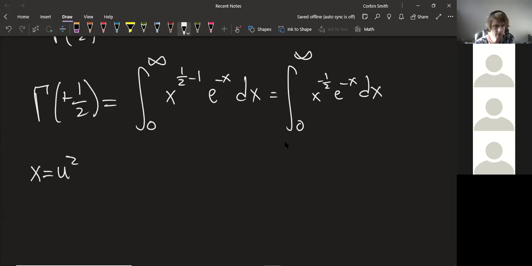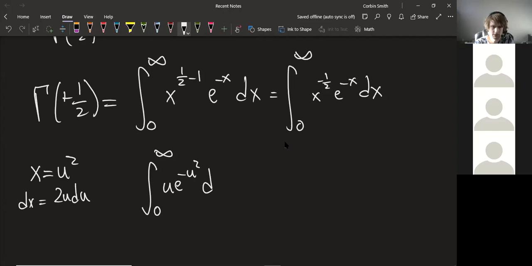x is equal to u squared. dx is equal to 2u du. So this integral is going to be the integral from 0 to infinity of u e to the minus u squared du, and then we're going to have a 2 on the outside.